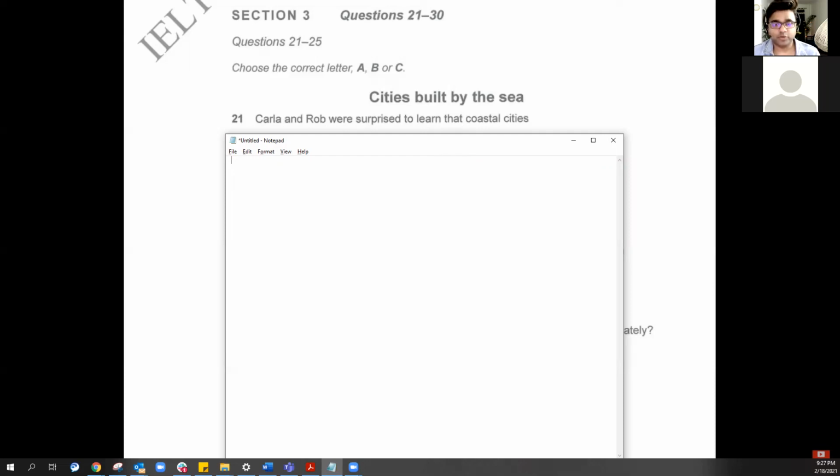Okay, so this is your cue. She said cities built next to the sea. So because the question says coastal cities, I don't know if you guys can see it. Coastal cities is the first question, is what it says. So now is our cue to go ahead and look at the options really quickly.